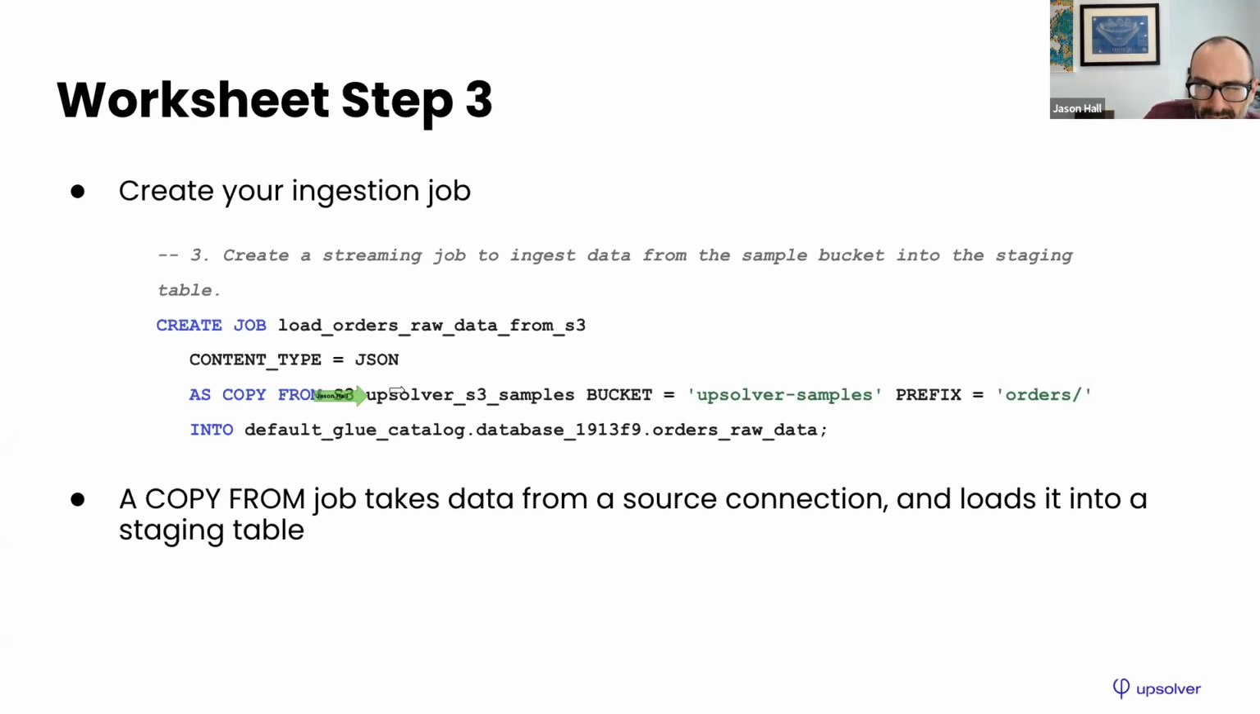There was a question earlier about whether connections are specific to a session, or are created once and then reused. It's the latter. Once you create a connection, it can be used for as many processes as you'd like. So we're creating a job. We're looking for JSON inside of this Upsolver samples bucket, specifically a folder called orders, and we're loading that data into the raw data table that we defined. That's as simple as a copy from job is. Just create it, and now we'll start loading data into your staging table.